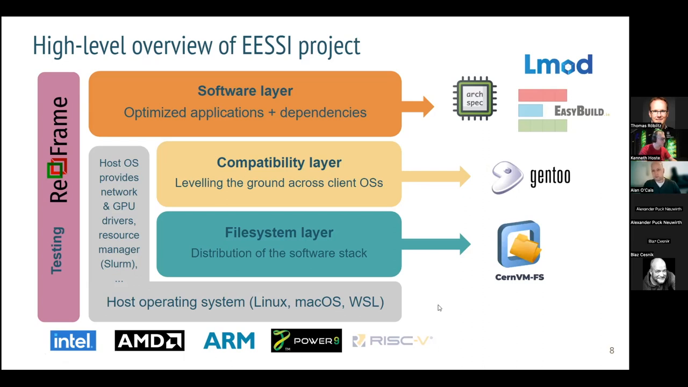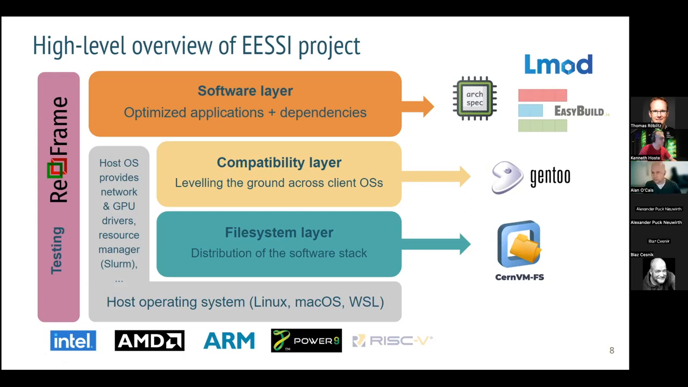The tools that we use are CernVM-FS for the distribution layer. I'll talk a little bit more about these tools later. Gentoo Prefix to do the compatibility layer, and then we use EasyBuild to do the software installations, Lmod, which provides the user interface, so that's the module environment, and archspec is the tool that we use to automatically detect what architecture you're working on.